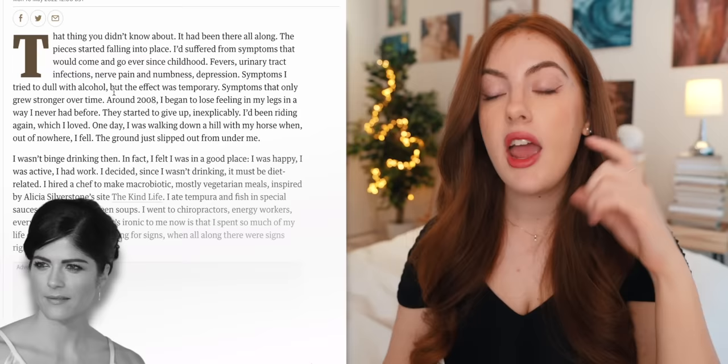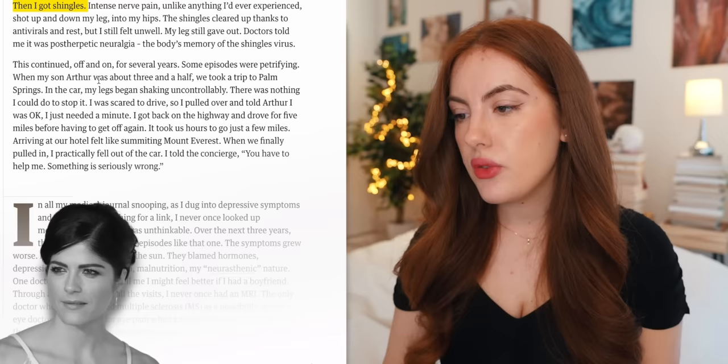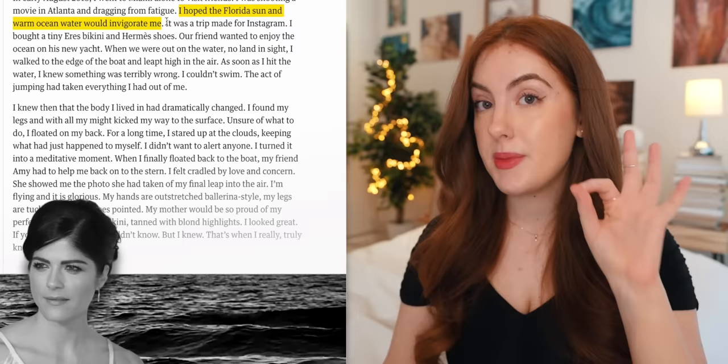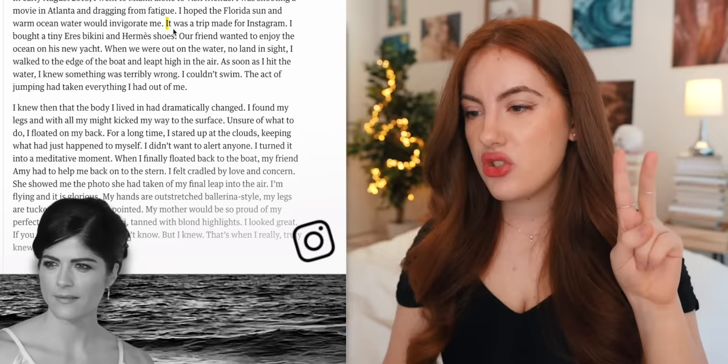She's describing her childhood. And I'm going to be picturing her every time that I read these things. So it says that she's suffered from multiple symptoms that come and go. Okay, so this is very interesting. There's a bit here about her going to Florida on a holiday. And this is interesting because it's Florida specifically, which is really warm. I can remember that. And then she was on a trip for Instagram, so a paid influencer thing. She bought a tiny bikini and Hermes shoes, okay, very fancy.